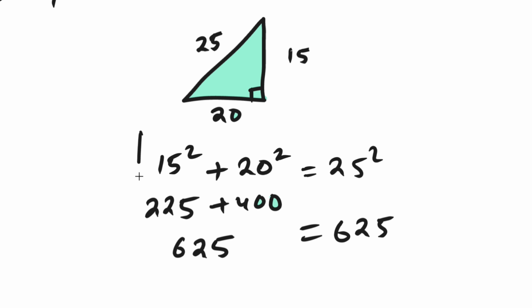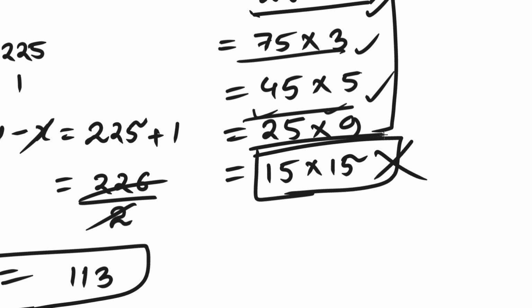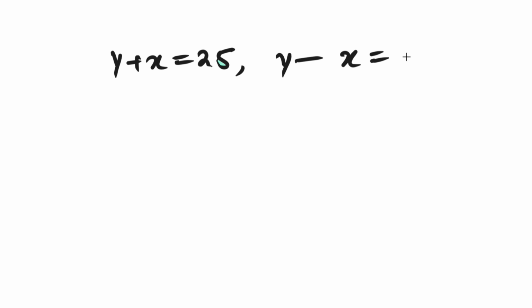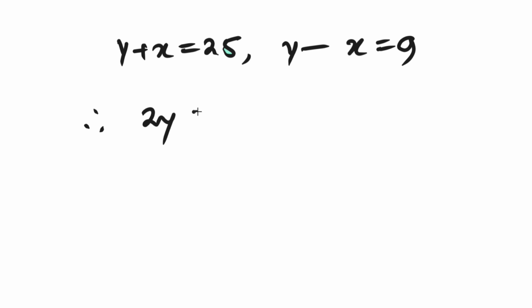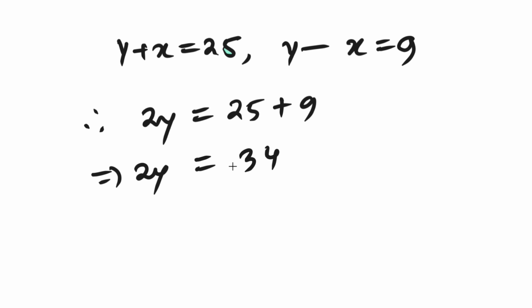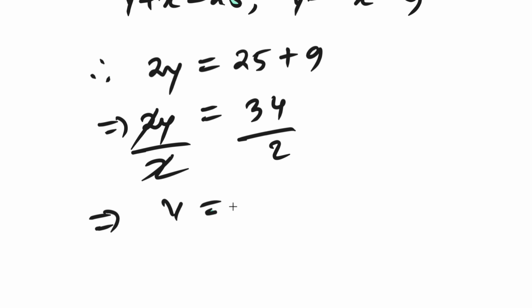Now we have one final factor pair to examine, namely 25 and 9. Suppose y plus x equals 25 and y minus x equals 9. Add these two equations just as before. The x terms cancel, leaving 2y. On the other side, 25 plus 9 equals 34. Therefore, 2y equals 34. Divide both sides by 2, and we get y equals 17.